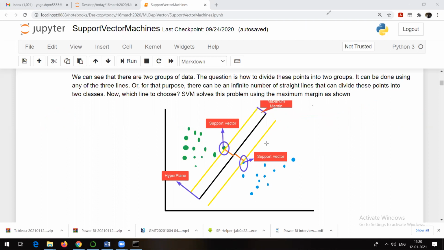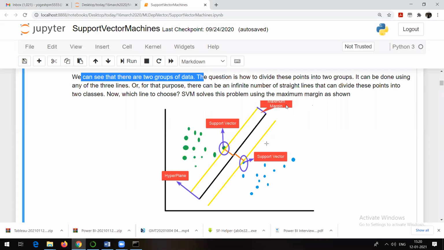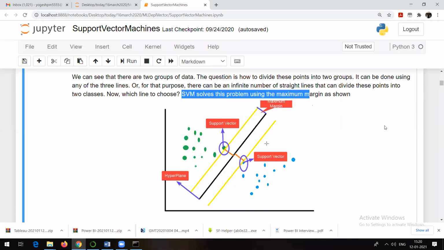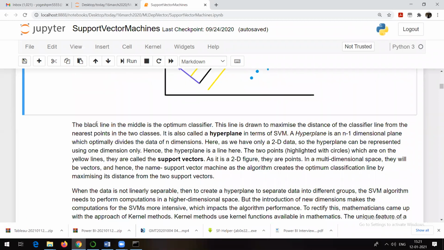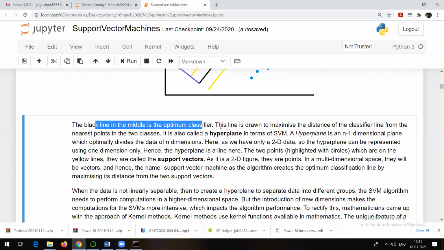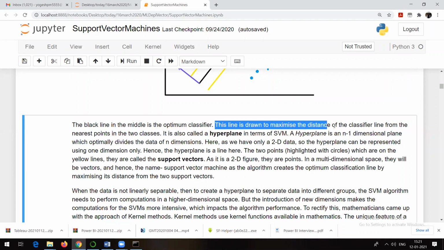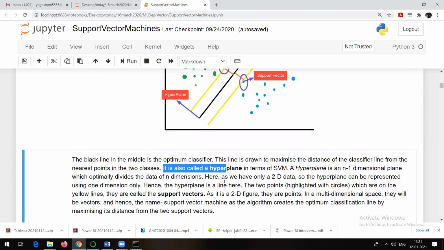Okay. So see, we can see that there are two groups. The question is, how to choose? We have already written: the SVM solves this problem using the maximum margin as shown. An explanation of this particular figure is given. The black line in the middle is the optimum classifier. This line is drawn to maximize the distance of the classifier line from the nearest points in the two classes. It is called the hyperplane. This black line is called the hyperplane in terms of support vector machine.